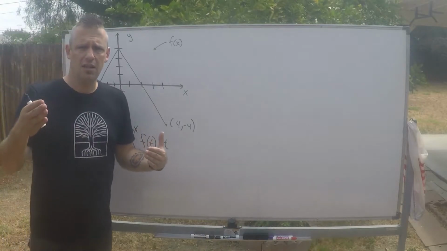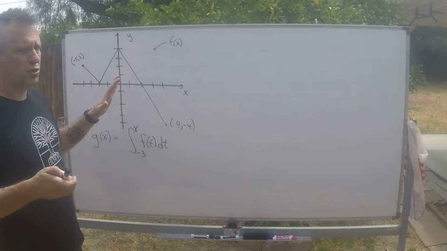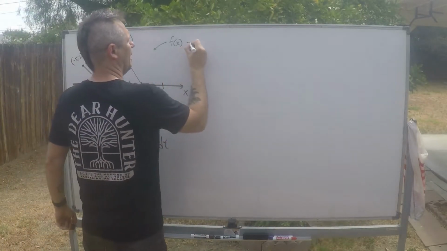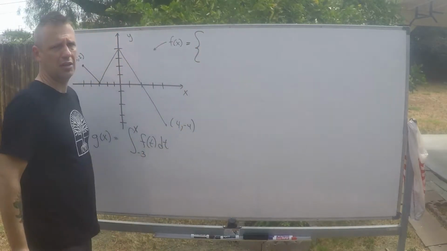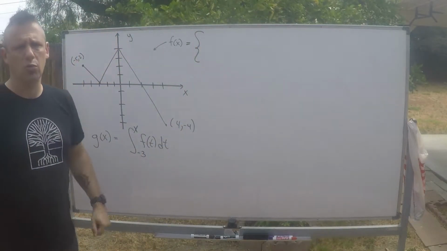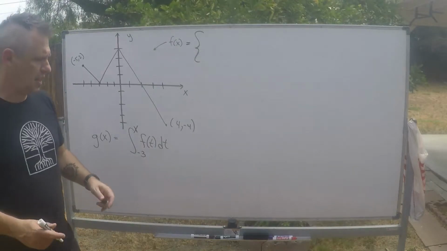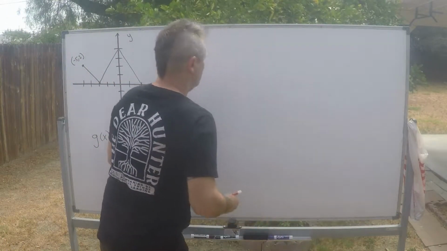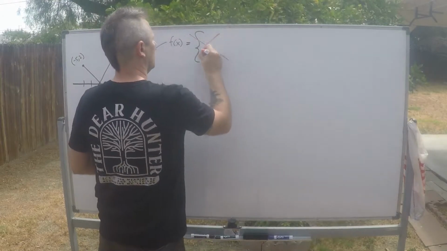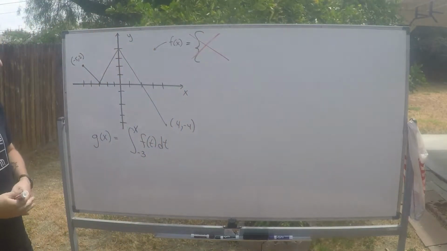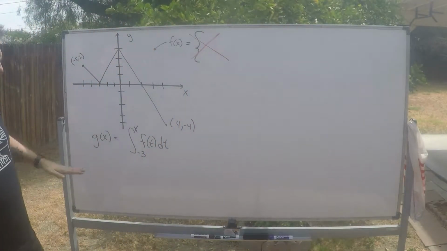There's a tendency as a student to want to therefore try to write f of x down as some piecewise defined function, where you figure out what each one of these lines are and you do this. I would not recommend doing this. Usually there's a better way to do the problem. Okay, so that's the basic setup.